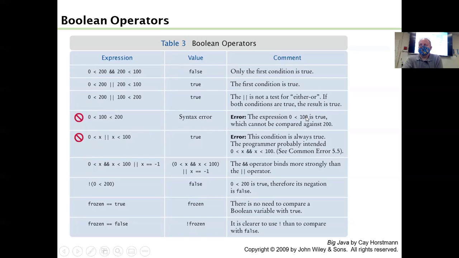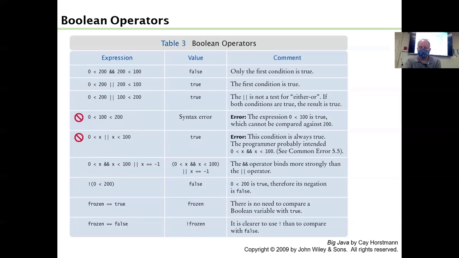The expression 0 is less than 100 is true. So that evaluates to true. How can true be less than 200? Those are two different data types. What the programmer probably wanted to say would be 0 is less than x and x is less than 100, if you're trying to specify a range.